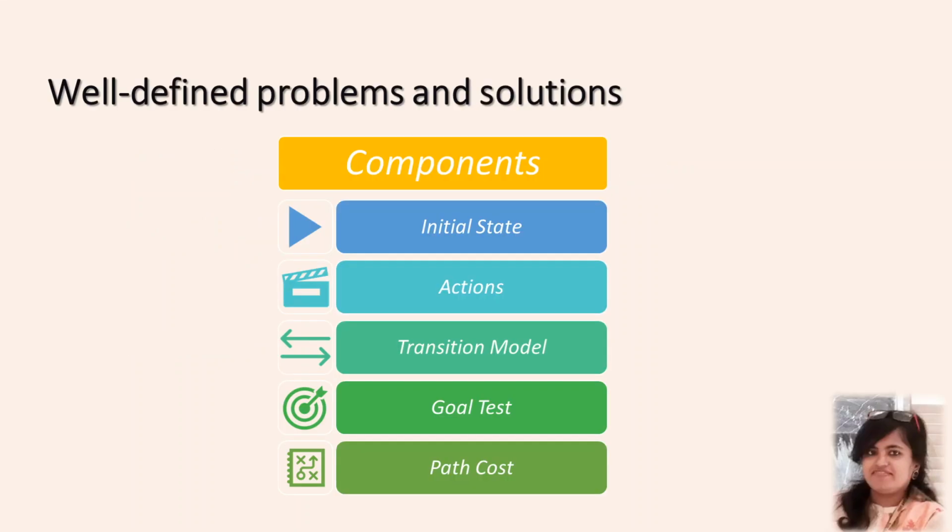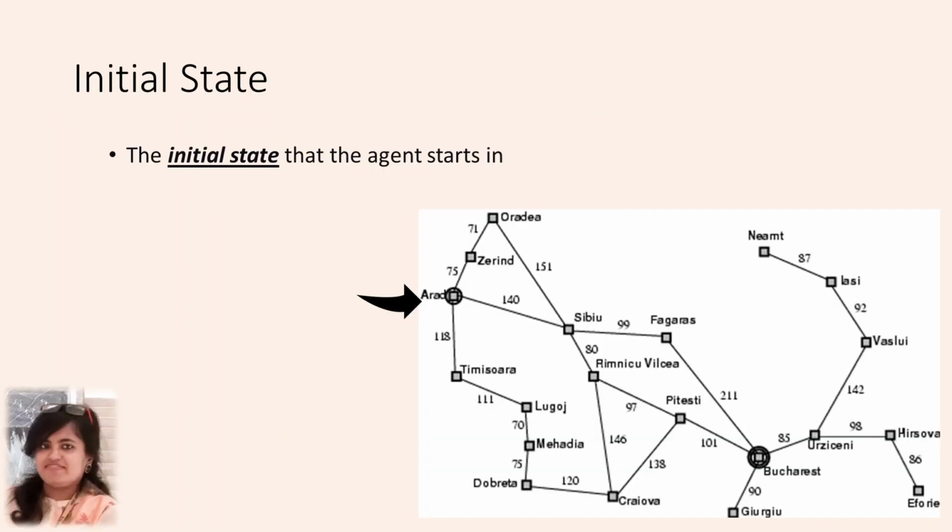So, the well-defined problems and solutions. What are the components? We have already discussed in the last class. That is the initial state, actions, transition model, goal test and path cost. These are the components. Five different components are present in the well-defined problems and the solutions. And this figure, I have already told, has been taken from the book by Russell and Norvig. The book name is Artificial Intelligence. And in that book by Russell and Norvig, you can check that we are traveling from a city called Arad to Bucharest in a country, Romania.